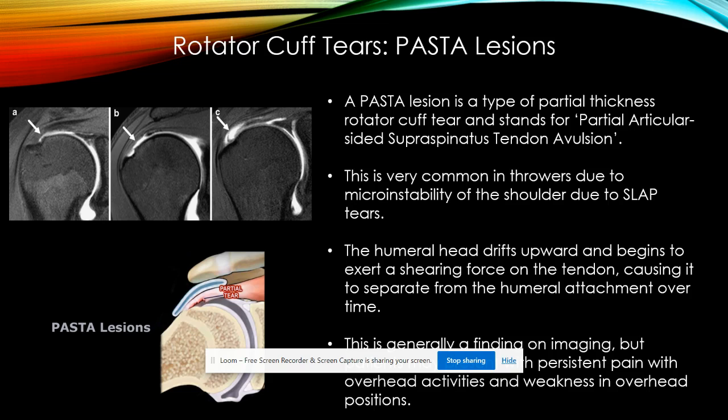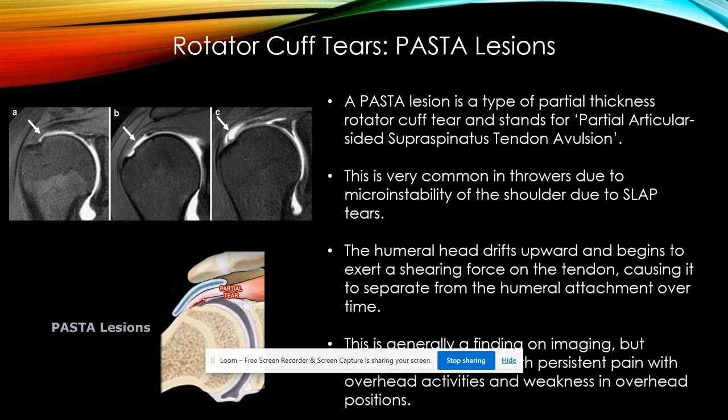Okay, rotator cuff tears, guys. Remember, we've talked about POST lesions. We have partial thickness tears and full thickness tears. We know that POST lesions are a type of partial thickness tear. A POST lesion stands for a partial articular-sided supraspinatus tendon avulsion. This is a lot more common in overhead athletes or throwers due to microinstability of the shoulder due to a SLAP tear, as we talked about, right?